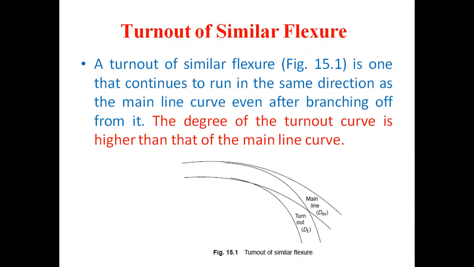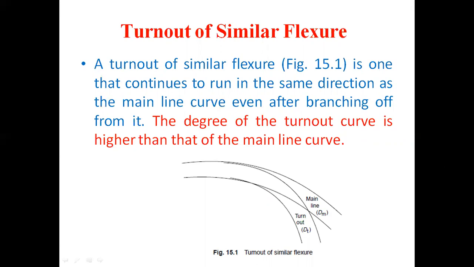Turnout of similar flexure. In this image you can observe the path is a curved path, and along with that there is a turnout provided in the similar flexure. So a similar curve of the branch line is provided with the main line. Here a turnout of similar flexure is one that continues to run in the same direction as the main line curve even after branching off from it. The degree of turnout curve is higher than that of the main line curve.